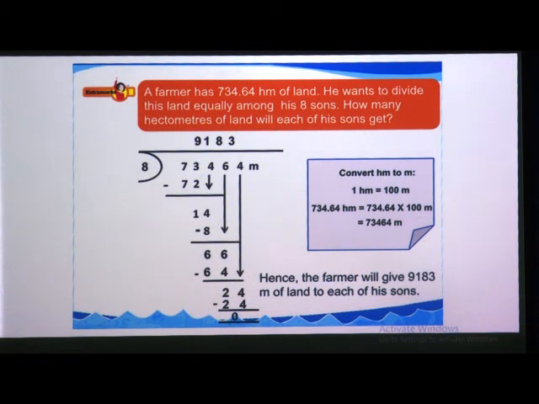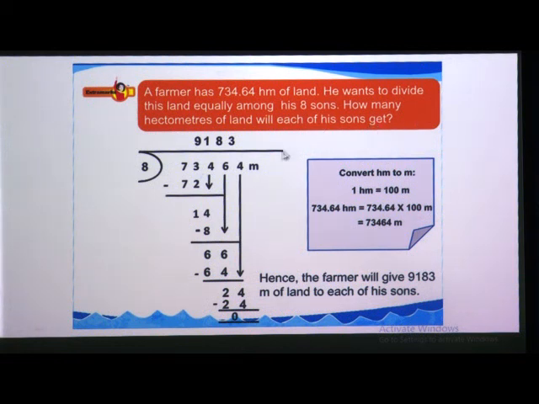A farmer has 734.64 hectometer of land, which is counted in hectometer. This unit is written in short as HM. He wants to divide this land equally among his 8 sons. Divide means the word itself says you have to go for division. How many hectometers of land will each of his sons get?